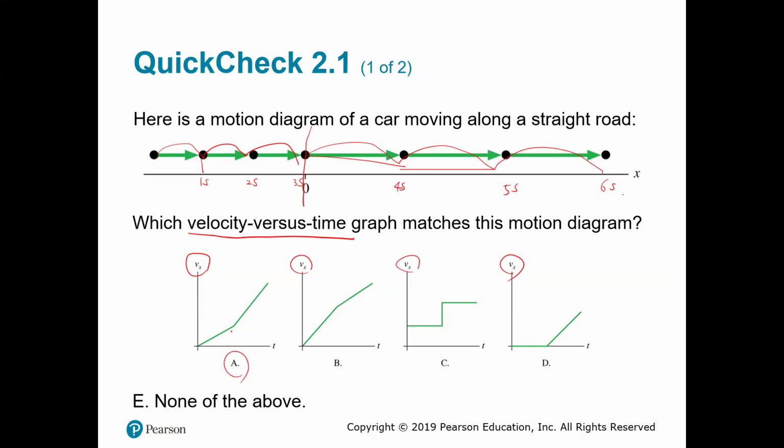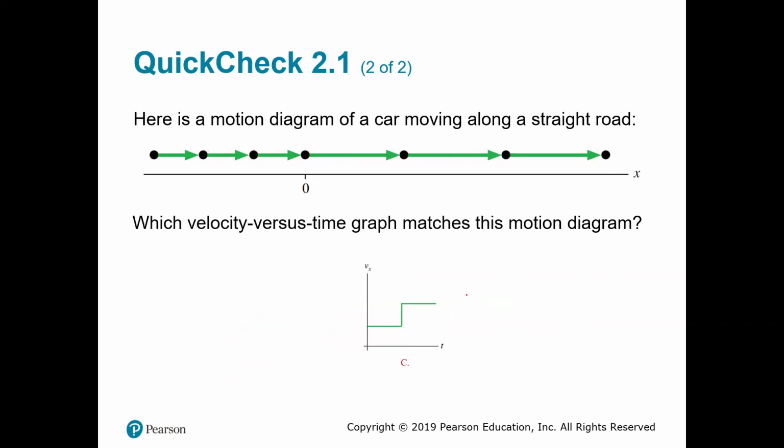Why? Because this is for the first 3 seconds, and then you move up fast. Sorry, I thought this is an xt graph, right? If it's an x-t graph, the answer is A. But this is a velocity graph, right? So for the first 3 seconds, you move slower than the next 3 seconds. Sorry, the answer is C, right?